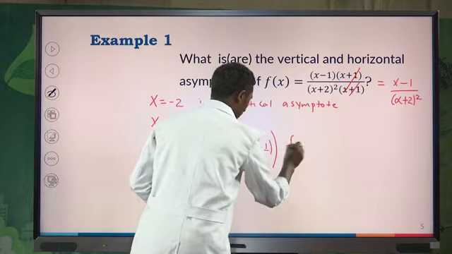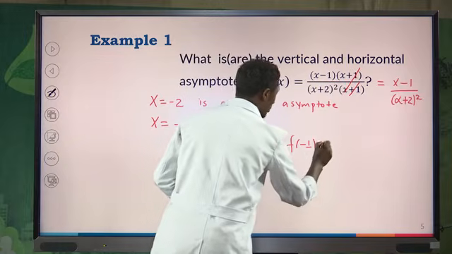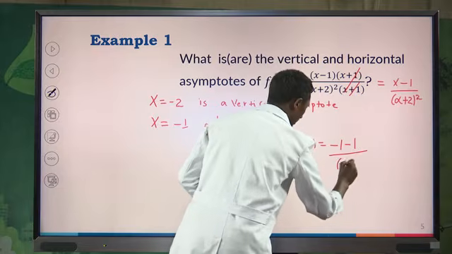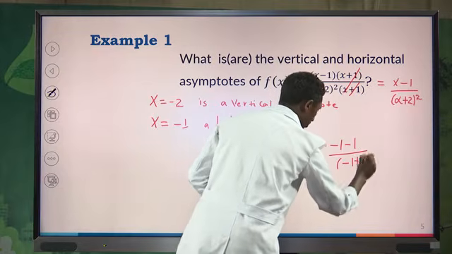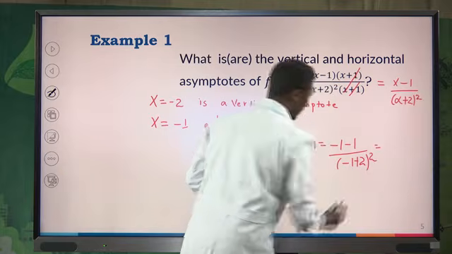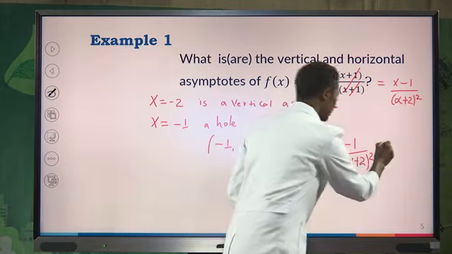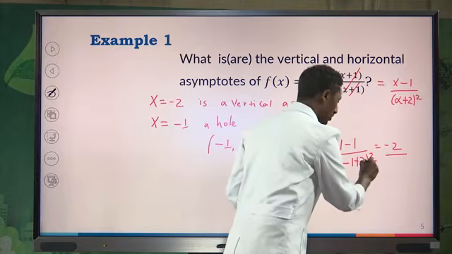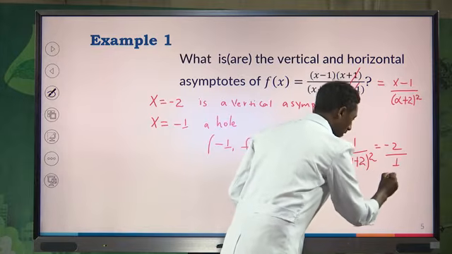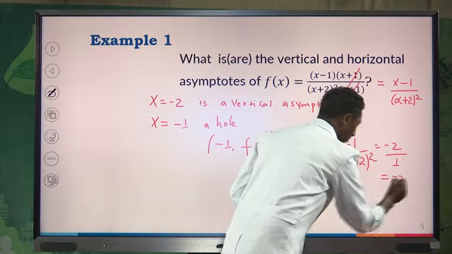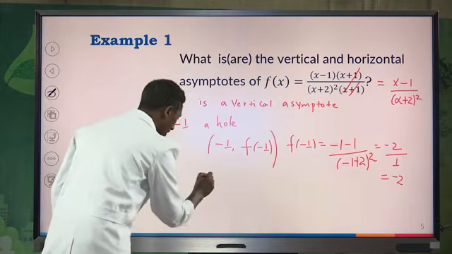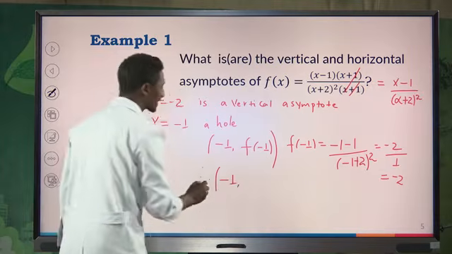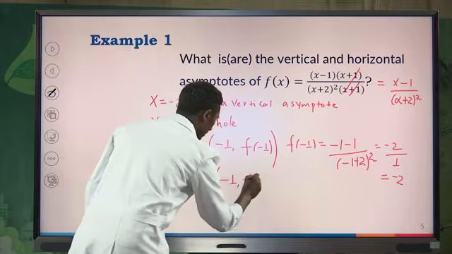That is, f of minus 1 equals minus 1 minus 1 over (minus 1 plus 2) the whole squared. Now minus 1 minus 1 is minus 2, over minus 1 plus 2, which is 1, the whole squared. That's 1. So this is equal to minus 2. Therefore, the hole on the graph of this rational function is the point minus 1 comma minus 2.